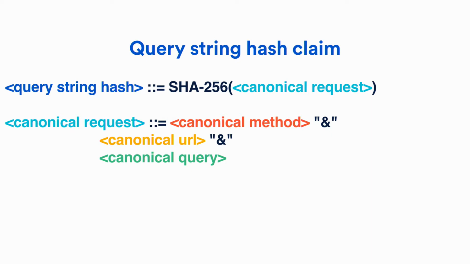So query string hash, what is it really? It's a hash of something called a canonical request. And a canonical request is made from three basic parts: a canonical method, canonical URL, and a canonical query. And when I say canonical, what I really mean here is that we've removed redundancy or ambiguity that are allowed in URLs, so that we reduce it to one string that means the same thing no matter how it's expressed.